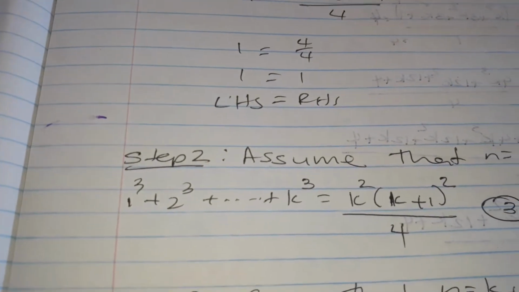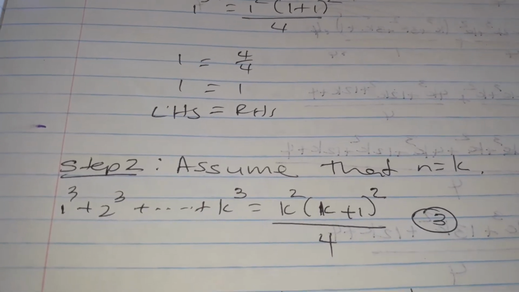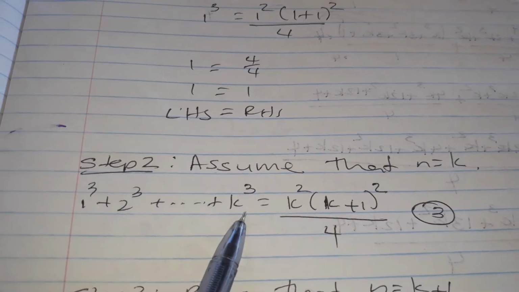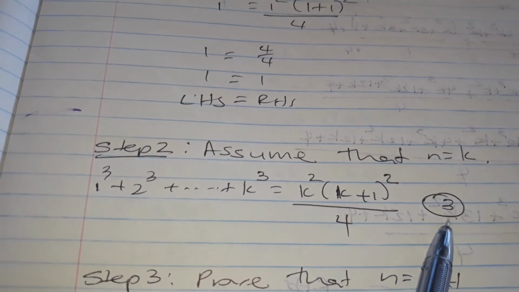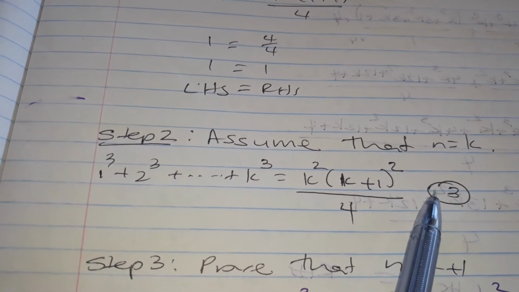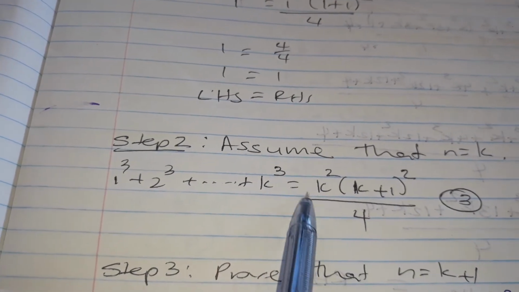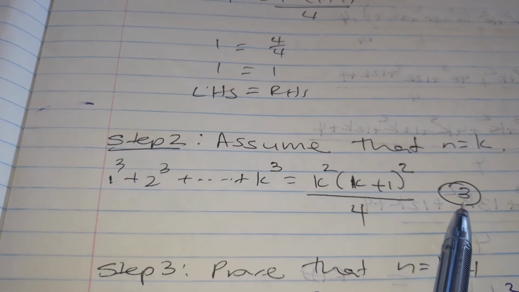Now step 2. In step 2, I have to assume that n is equal to k. That means everywhere that I have an n, I will substitute it with k. There you go. And can you see I've written 3 there? That means I am going to be using this expression in step 3.